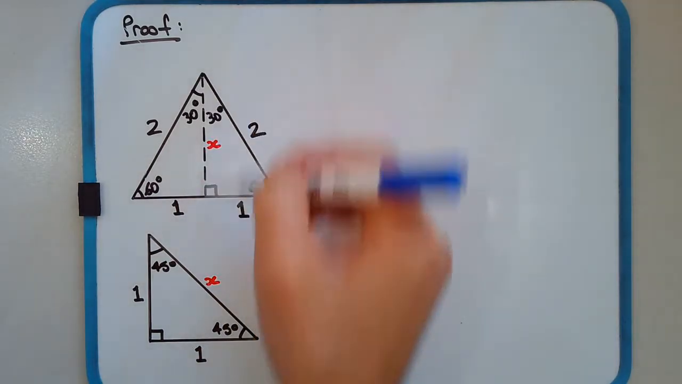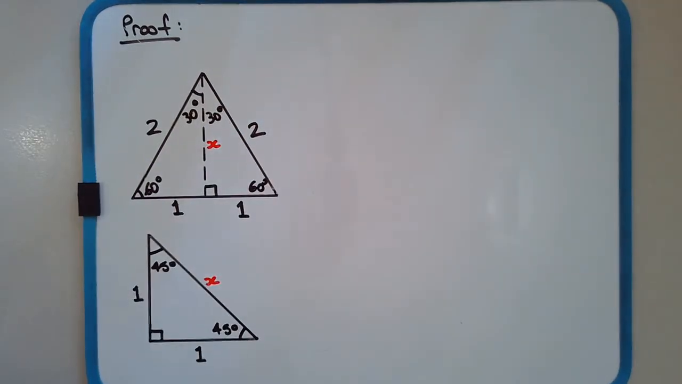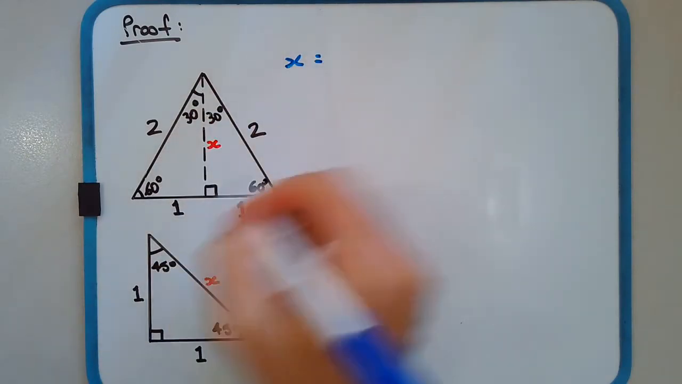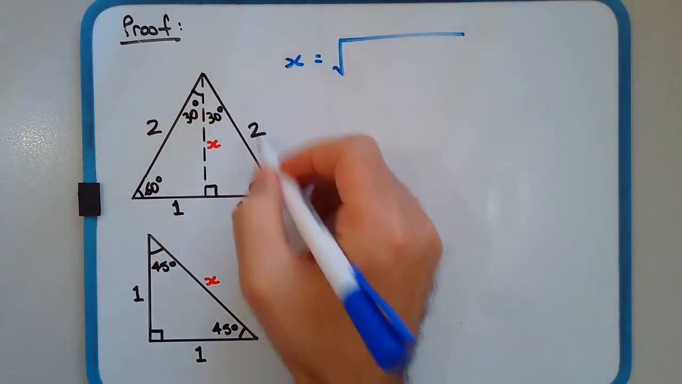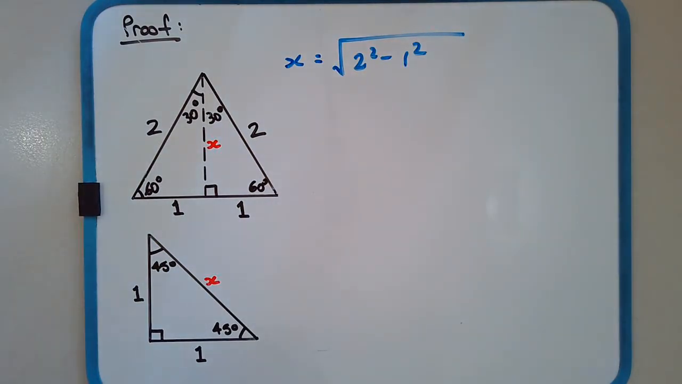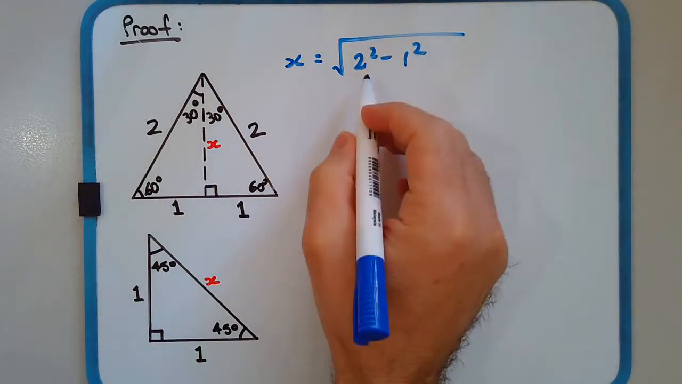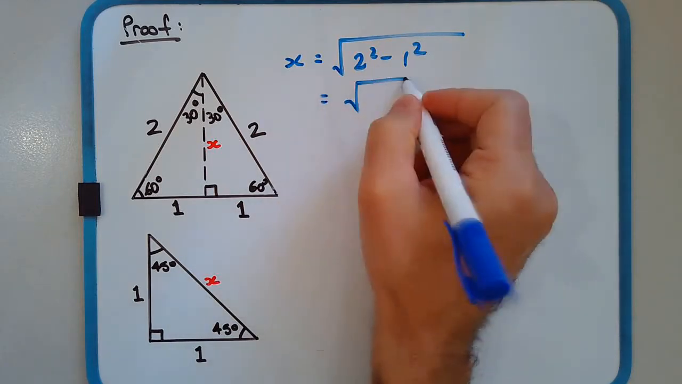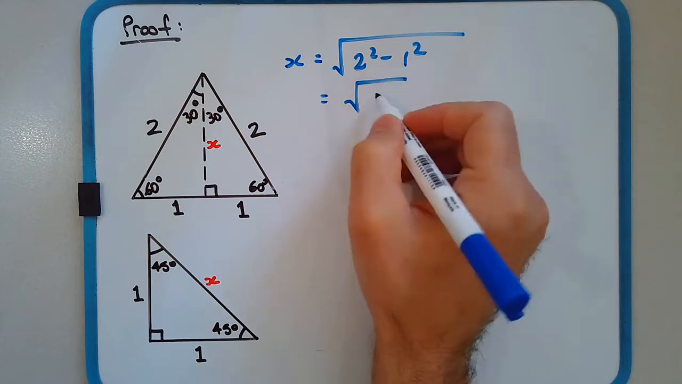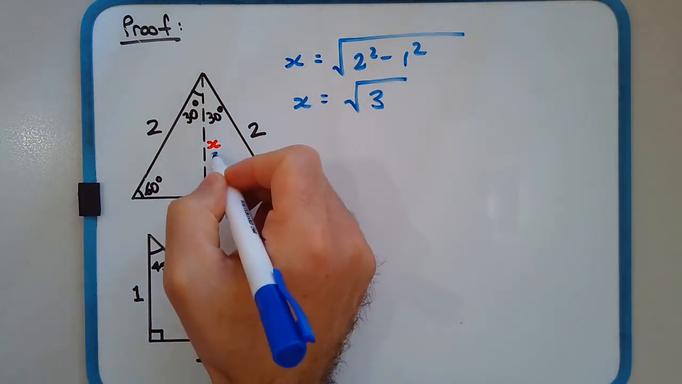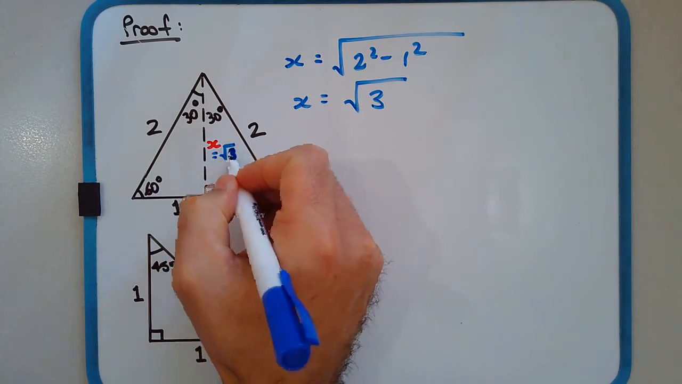We need the height of this equilateral triangle. The height of the equilateral triangle can be found from Pythagoras' theorem. So that's just 2 squared minus 1 squared, first of all. So that's 4 minus 1, all right? So that's equal to the square root of 3. And so that's the height of this equilateral triangle.